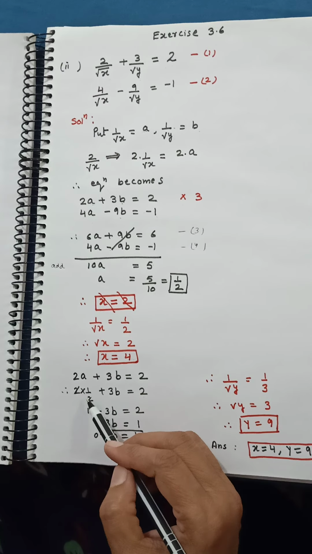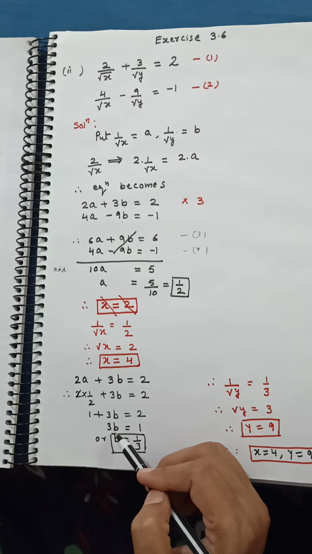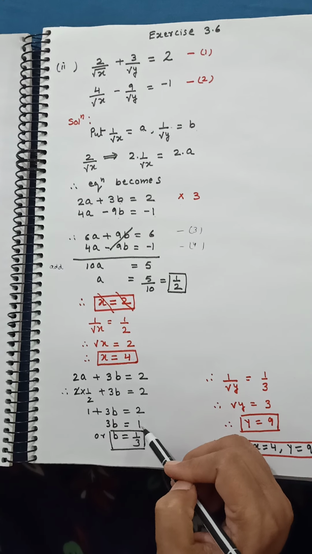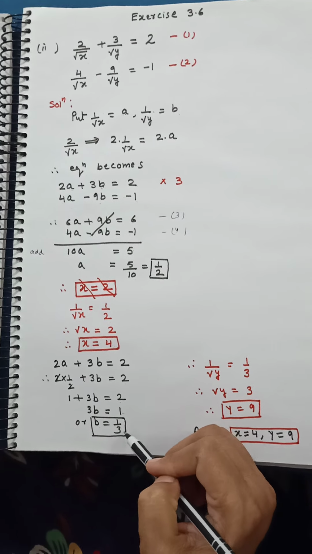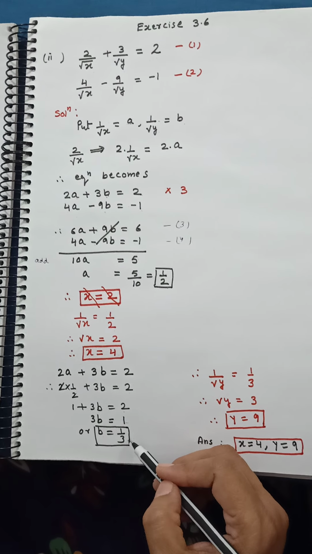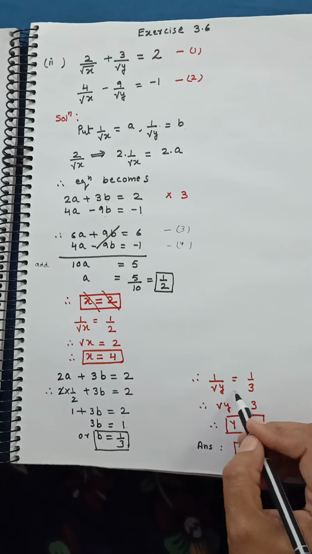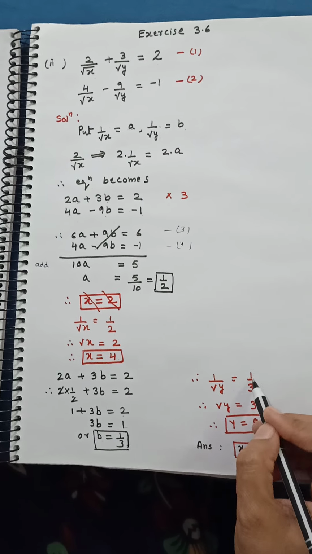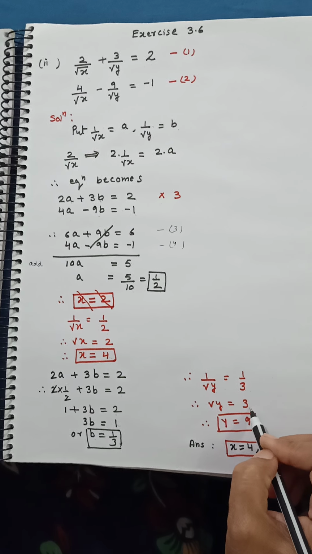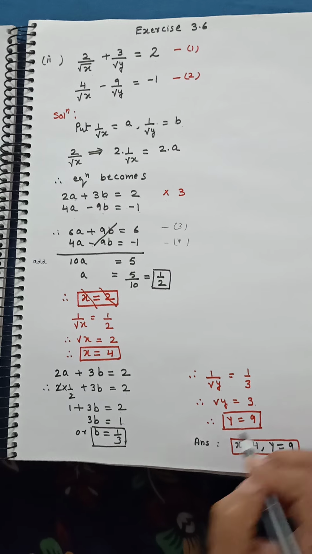It will not be 0. It will be 1. 1 plus 3b is equal to 2. So 3b will be equal to 2 minus 1 is 1 and b will be equal to 1 upon 3. Now put b is equal to 1 upon 3. That means 1 upon root y is equal to 1 by 3. Cross multiply, root y is equal to 3. And on squaring, we get y is equal to 9.